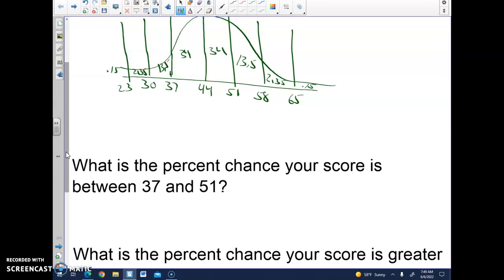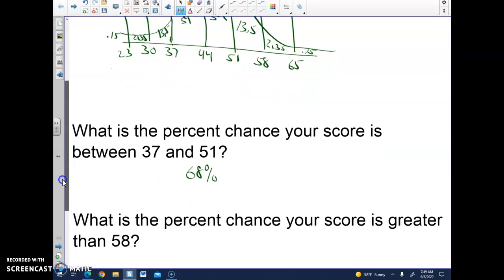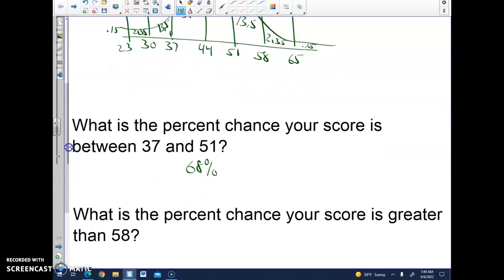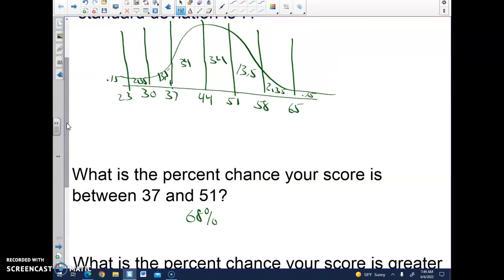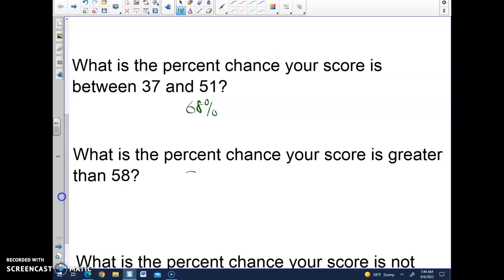37 and 51. What is the percent chance your score is between 37 and 51? 34 and 34 is 68%. You're just adding the percentages. That's it. What is the percent chance your score is greater than 58? Here's 58, 2.35, and 0.15. There's a 2.5% chance you have a score greater than 58.